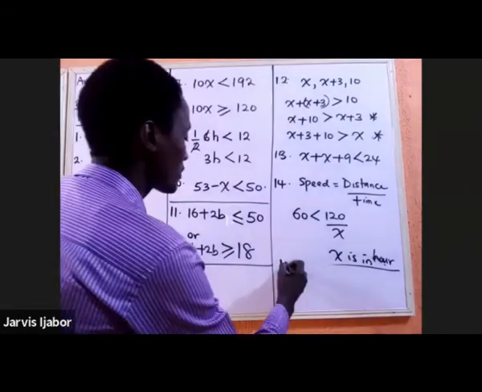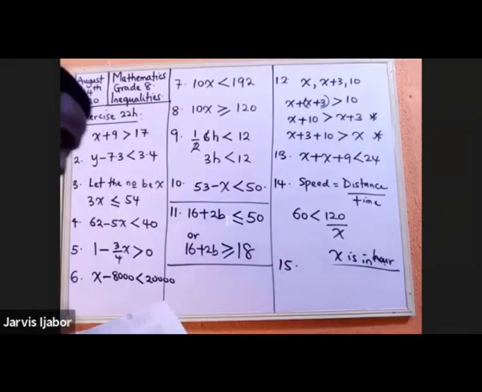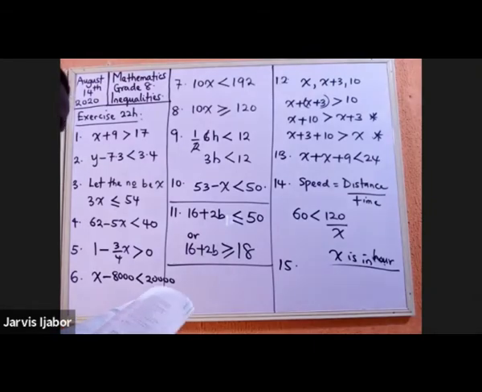Question 15. Don't worry, we're going to discuss shortly. I just want to get everything right first. A student cycles a distance of 63 kilometers in less than 3 hours. What is the average speed?